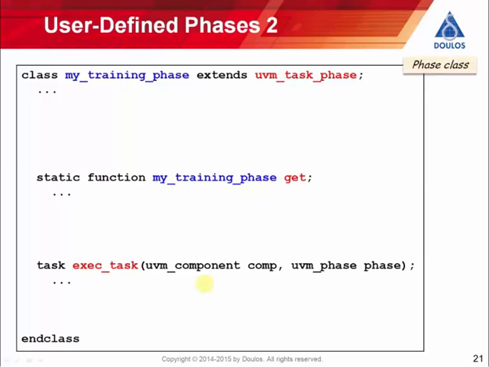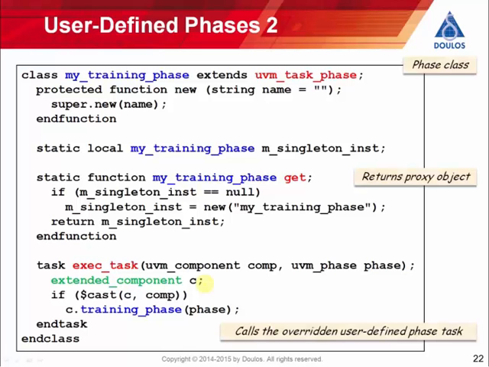Okay, so having described the overall skeleton, now I'm going to fill in the detail. Here we go. A lot of code, I know. So at the top, we've just got some boilerplate code for the constructor. No big deal here. Then we've got the code that returns our proxy object. So for that, we've declared a local variable mSingletonInst, and that variable is just a reference to the object that's going to represent the phase.